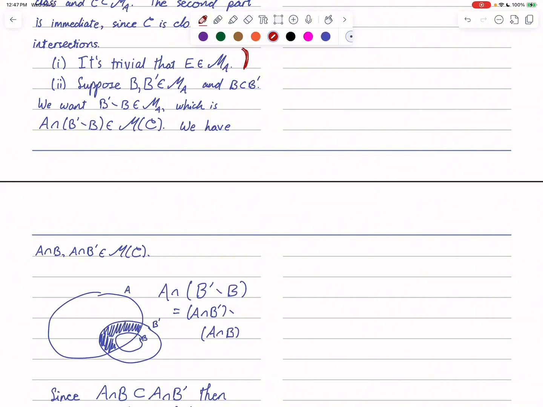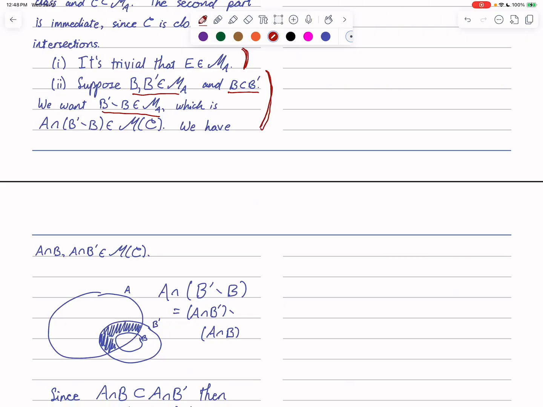Okay, let's move on to one of the interesting parts, which is: suppose that we have two elements of M sub A, and we're trying to show that M sub A is a monotone class. So what that means is we assume that we take two elements out of it and one is a subset of the other. We want to show that the relative complement must therefore be in M sub A. That's the second property applied in this particular setting. So that's what we're trying to show.